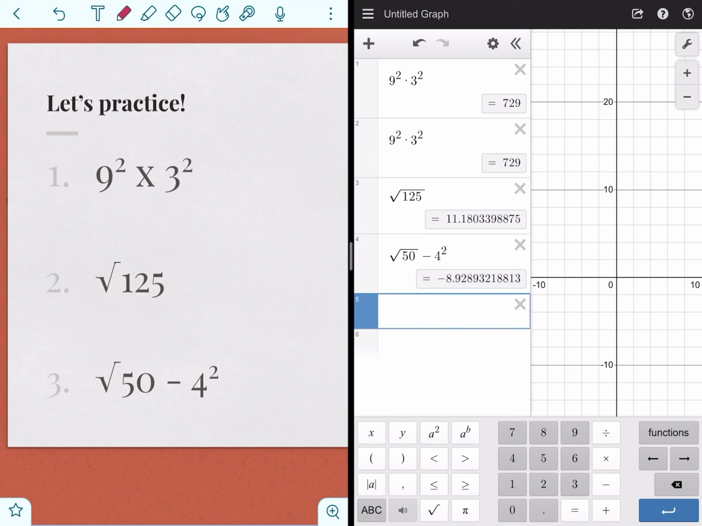Remember again that you need to take your cursor out of the square root symbol. If you don't, you see how it gives you a different answer. So again, use the right and left arrows to move around your cursor, just like what I'm doing now.